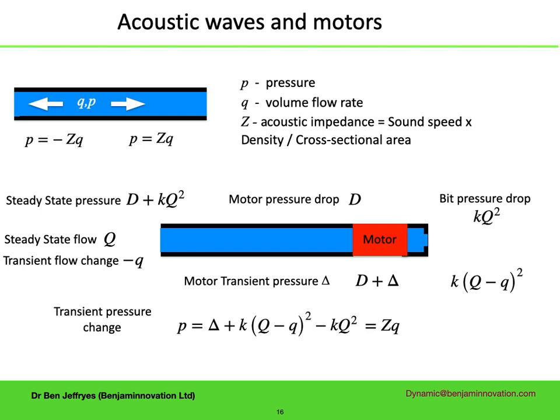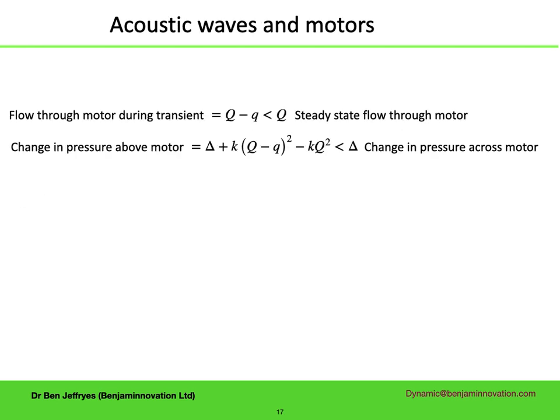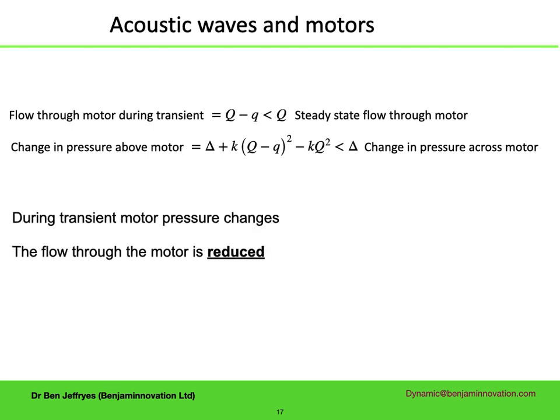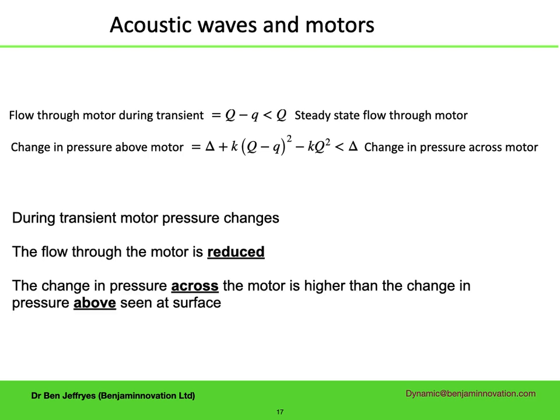When you put in typical numbers, these effects are significant. Drops of flow rate of between 25 and 50% are normal, and reductions in apparent change in motor differential pressure of a similar order or larger. To recap, there are two linked effects, both of which are important. The transient flow through the motor is less than the previous steady-state flow, one consequence of which is that the change in pressure across the motor is higher than the change in pressure above the motor, which is what is seen at surface.